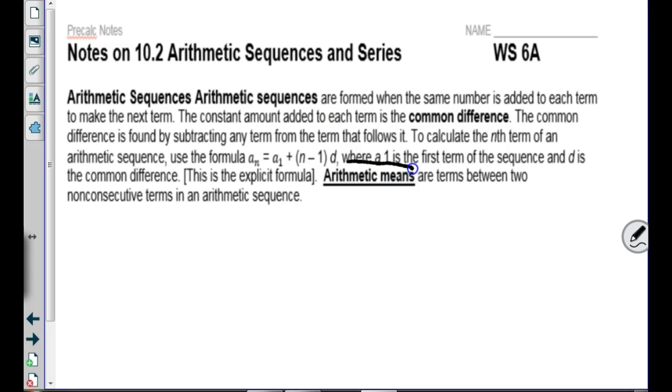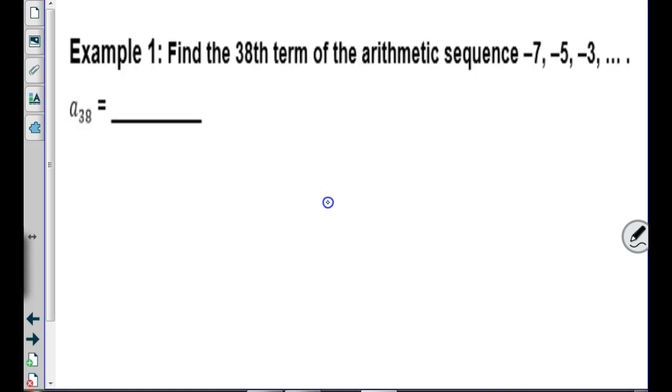So you have this on your notes as well. This is new vocabulary though right here. Arithmetic means are terms between two non-consecutive terms in an arithmetic sequence. So it's missing terms. This one isn't about an arithmetic mean. It just says find the 38th term. So how do you want to do that?